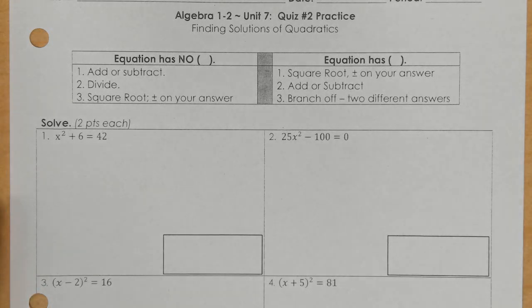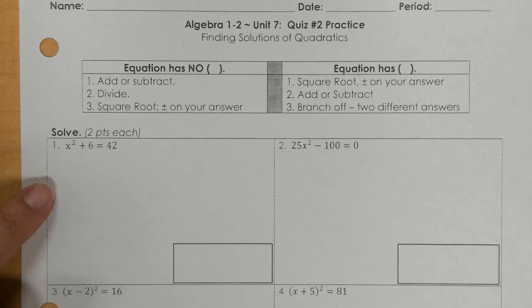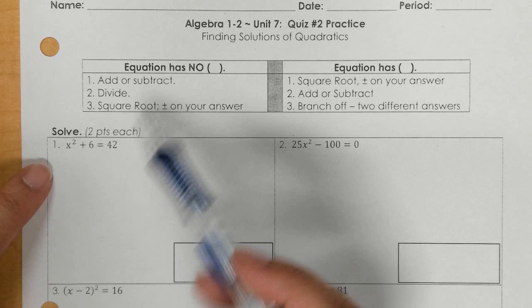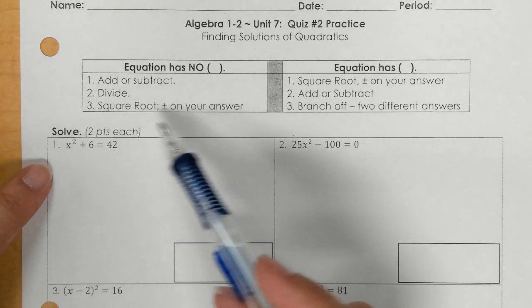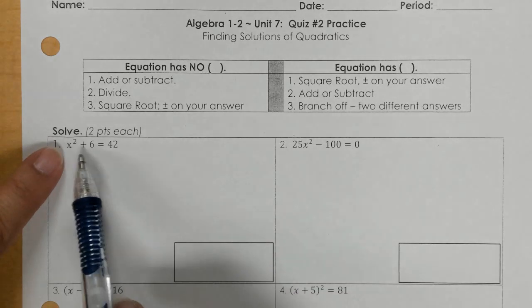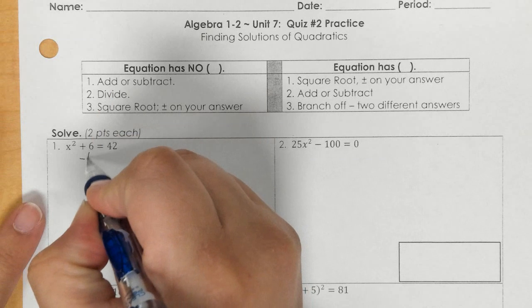For quiz 2 practice, this will be solving different types of equations to find your solution to a quadratic. So for the first one, x squared plus 6 equals 42, it has no parentheses. So we would follow these steps here. If it has no parentheses, we either add or subtract first. I see it's got a positive 6, so I need to do the opposite, which is subtract 6.